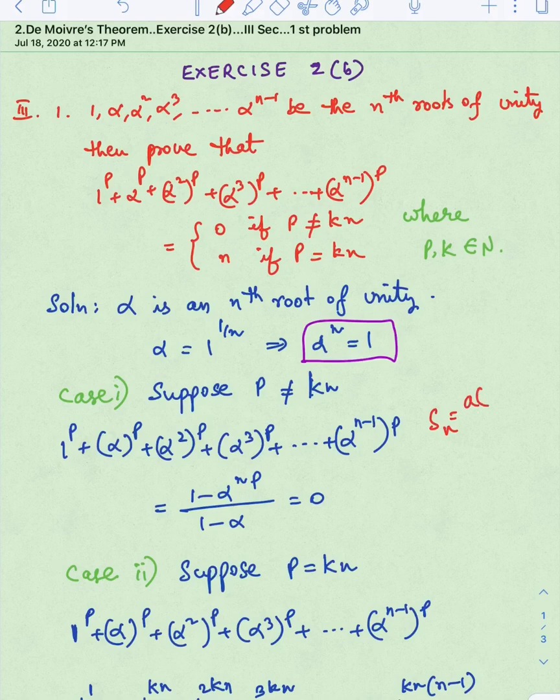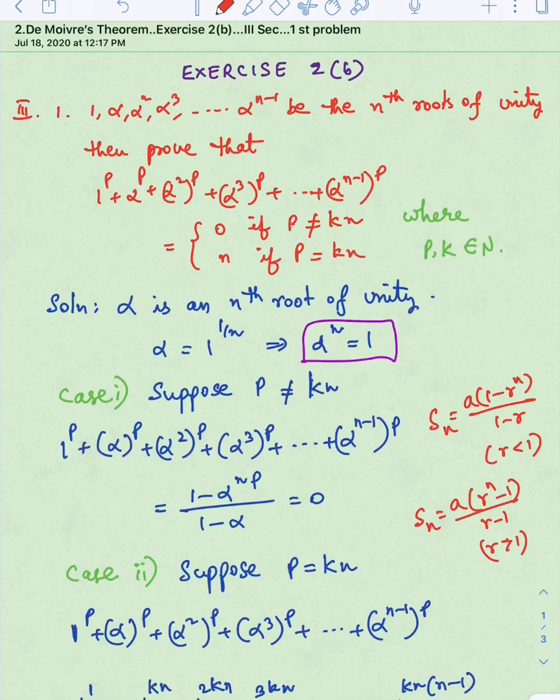Sn is equal to a into 1 minus r power n by 1 minus r, where r is less than 1. There is one more formula also, that is a into r power n minus 1 by r minus 1. Here the condition is r is greater than 1. Here a is 1, that is not seen here, but it is there, of course.